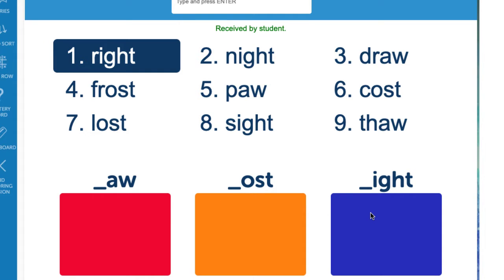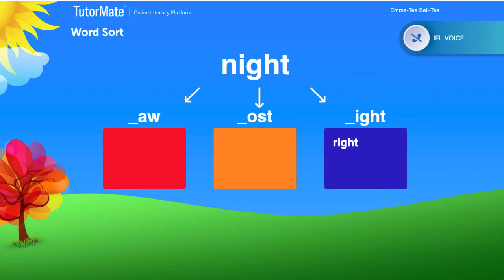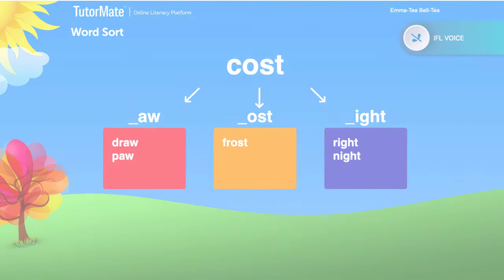Once you click on the appropriate box, the word will populate and the student will see the same word on their screen. Once all the words have been placed in a box, draw your student's attention to the similarities of the words. Then ask your student to read the words in each box.